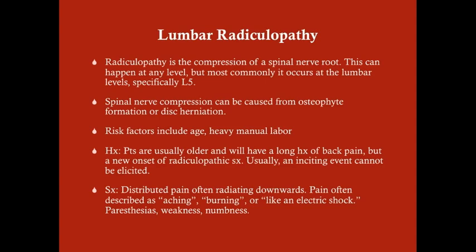With facet arthropathy, it was just a joint problem. You didn't have any nerve issues there. Now we have impingement of a nerve. And this can happen at any level. It can be cervical, it can be thoracic, it can be lumbar, but most commonly it's lumbar. And most commonly, even when it's lumbar, it tends to happen at L5.